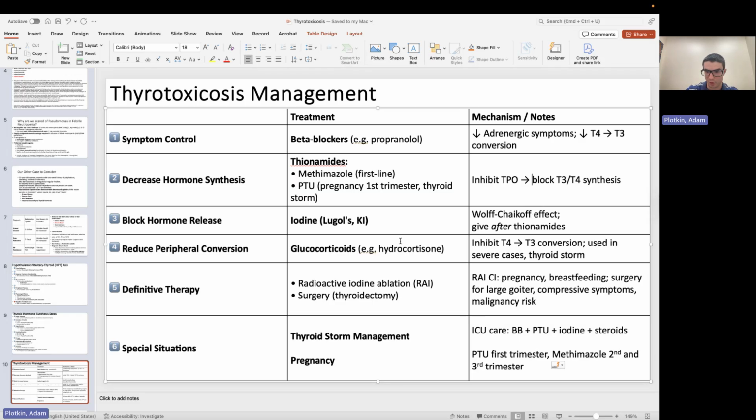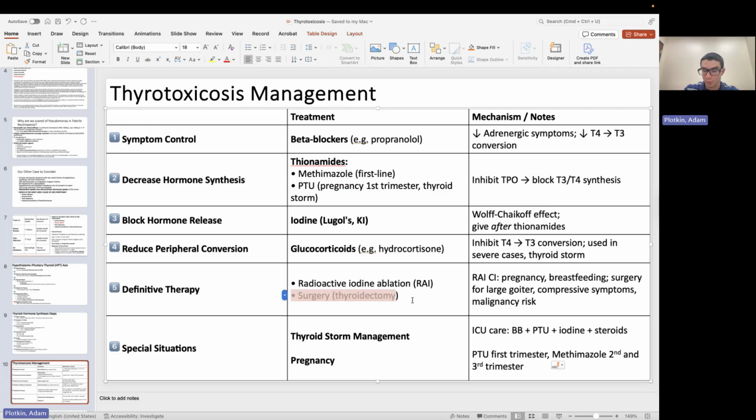We can reduce the peripheral conversion. I already told you about glucocorticoids, which inhibit T4 to T3, so again, they're used in severe cases and thyroid storm. We can do definitive therapy with radioactive iodine ablation. In this case, we shoot radioactive iodine at the thyroid, which will ablate it and destroy the thyroid tissue. Or we can do surgery to actually remove the thyroid itself.